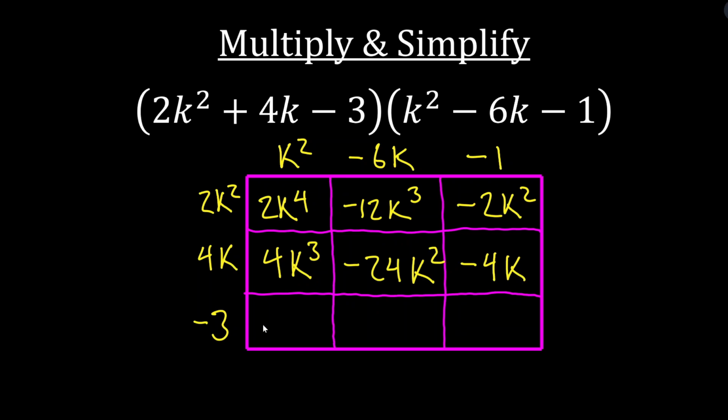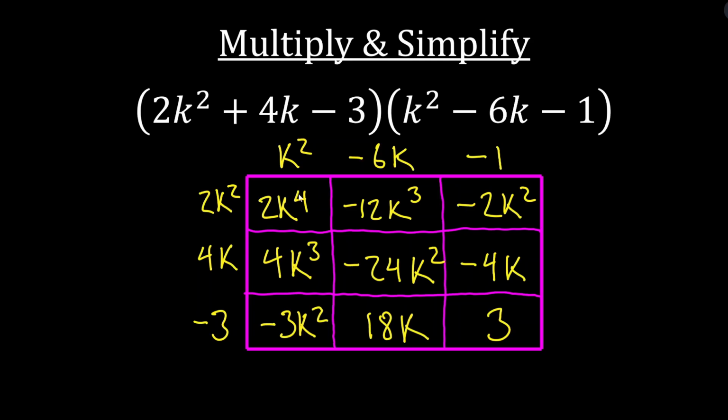All right, last row, we're killing it. Negative 3 times k squared, that's negative 3k squared. Negative 3 times negative 6k. Negative negative makes a positive. 3 times 6 is 18. And we got the k chilling like a villain. Finally, negative 3 times negative 1. 2 negatives make a positive. 3 times 1 is 3. And boom, baby. Beautiful.